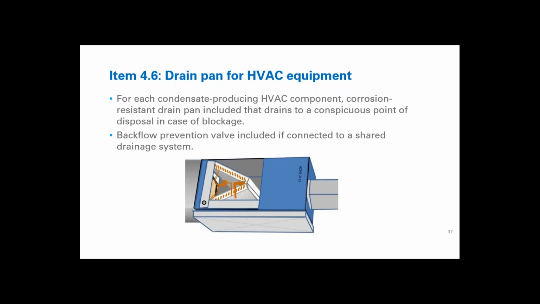And the last one we'll touch on is pretty simple. Item 4.6, this requires a corrosion resistant drain pan beneath each condensate producing HVAC component, like an AC evaporator. This drain pan must drain to a conspicuous point of disposal so the homeowner can see whether it's blocked. In addition, if you're draining to a shared drainage system, then you need to include a backflow prevention valve.